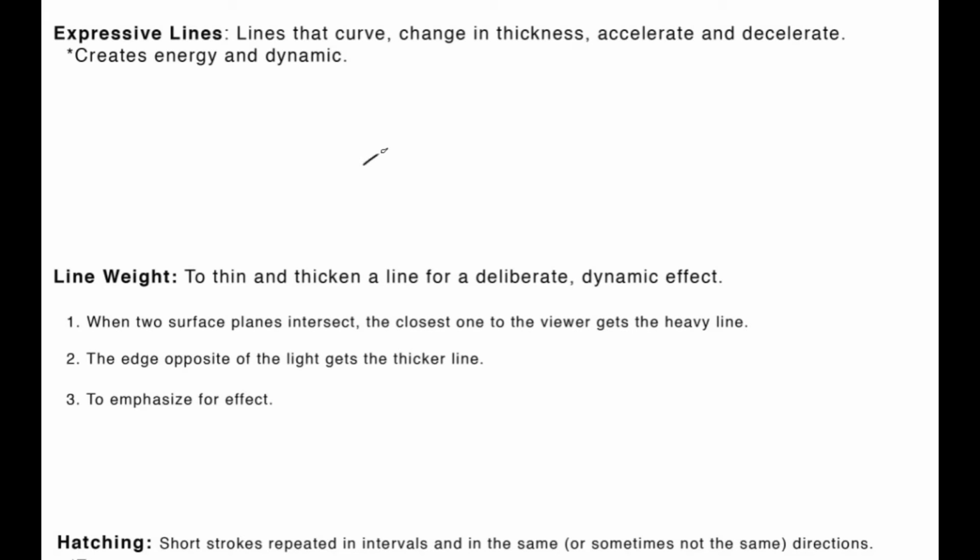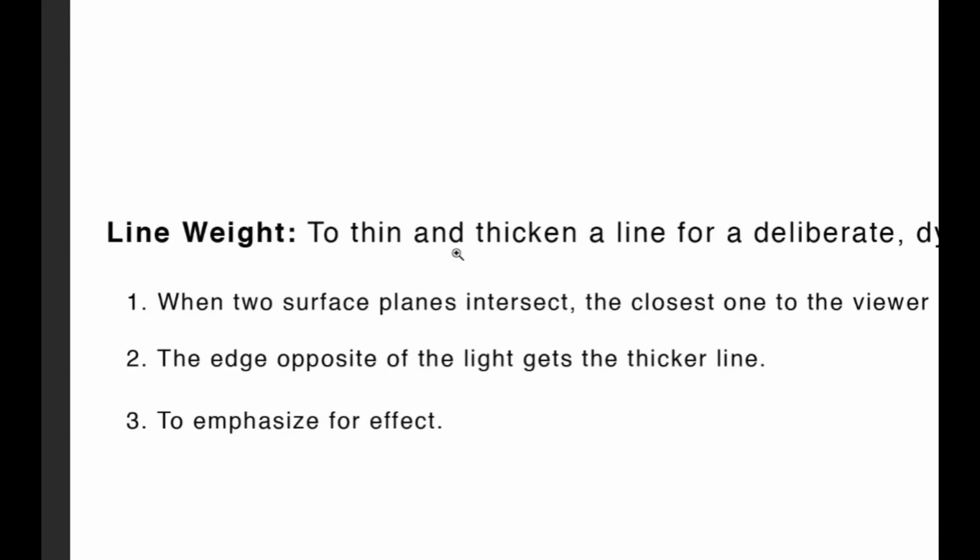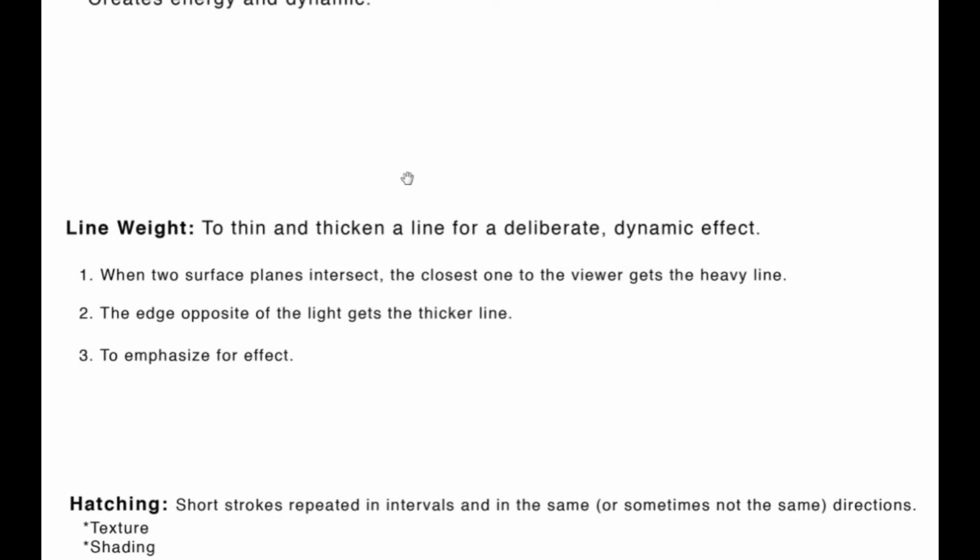For example, I could draw several individual lines just like this, or I could accelerate them like this. Do you see how they start bigger and they end smaller? These lines have more things going on, and that makes our brain trigger, oh, that's interesting. So I'm going to give you guys some skills for how to create expressive lines that have energy and dynamic in them. The first is called line weight. Line weight means exactly what you think it is. Some lines are heavy and some lines are thin. That means that you will thin and thicken a line for a deliberate and dynamic effect.